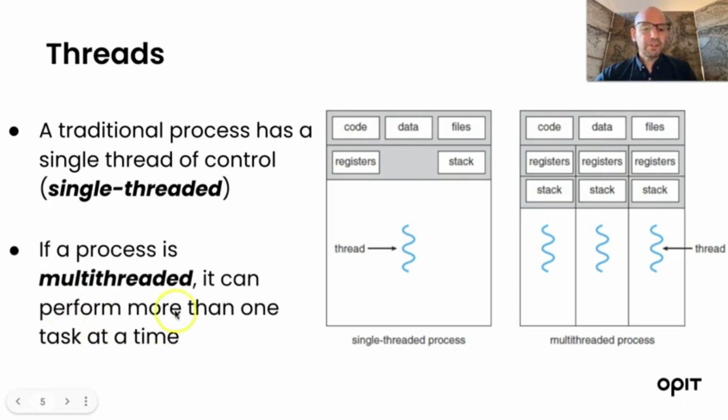Now, if a process is multi-threaded, it can perform more than one task at a time. So we can see here over in the right diagram, what we would call a multi-threaded process. You can see that it shares code, data, and files, but each thread has its own access to registers and its own stack. Okay, so this is multi-threaded as opposed to single-threaded.